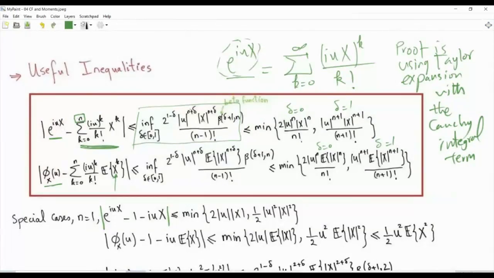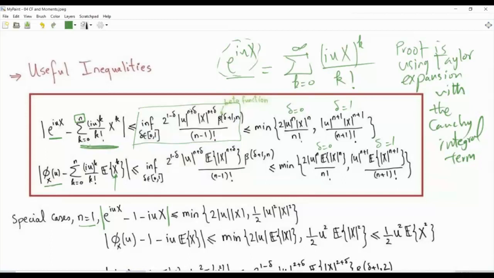If n is 1, then the magnitude of e to the ix minus, and then we have here two terms only. When small k is 0, and when small k is equal to 1. So when small k is 0, this is 1, and when small k is 1, this will be iux. Basically, if n is 1, then we have two terms, k is 0 and k is equal to 1. If k is 0, we get a 1. If k is 1, we get iux.